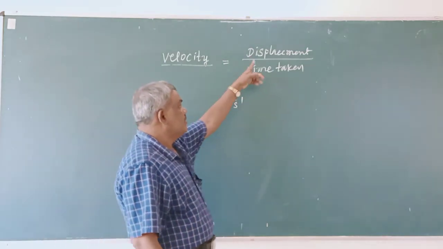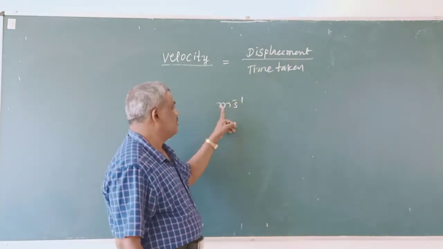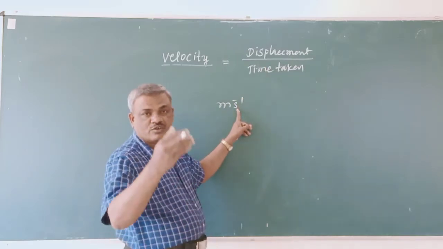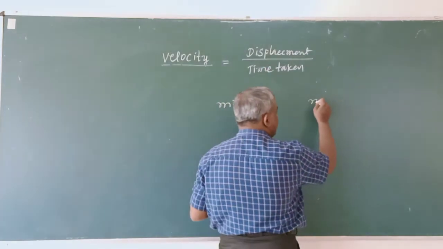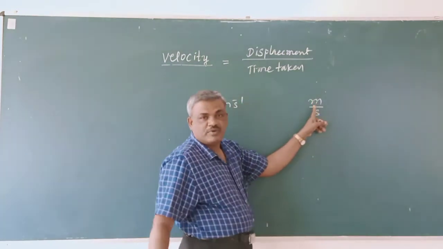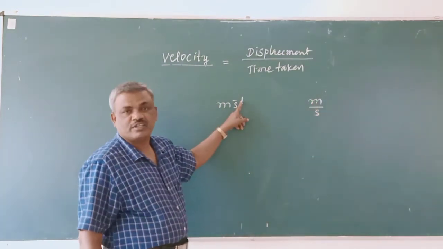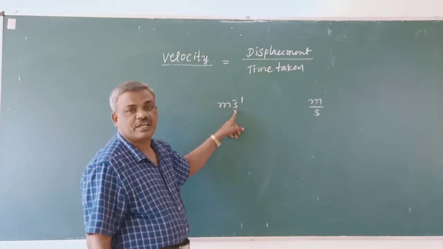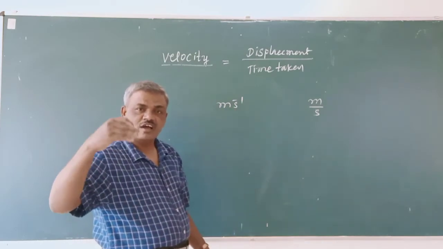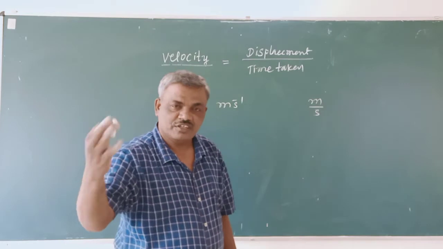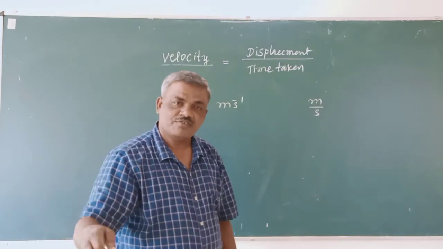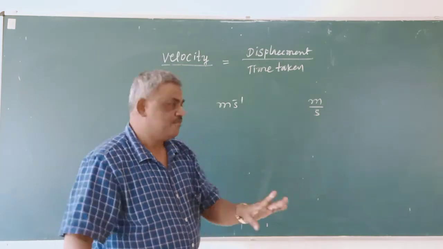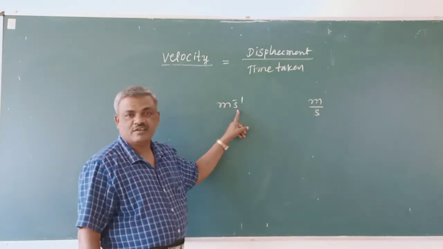So here the SI unit of displacement is meter, and the SI unit of time is second. So m by s, m divided by s. 1 by s is written as s power minus 1. Therefore, the SI unit of velocity is meter per second. Whether average velocity, instantaneous velocity, orbital velocity, escape velocity, or wave velocity, the unit is the same, meter per second.